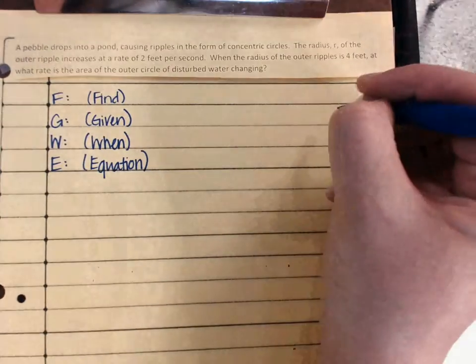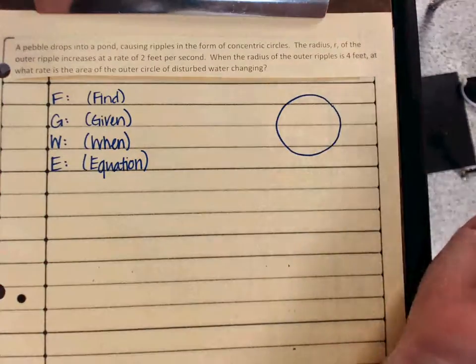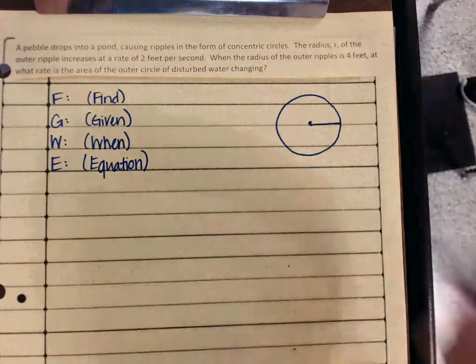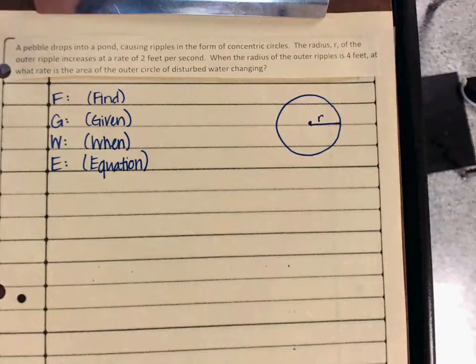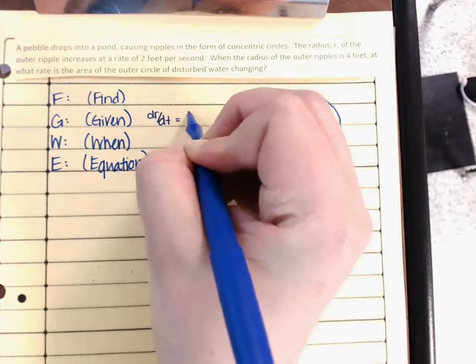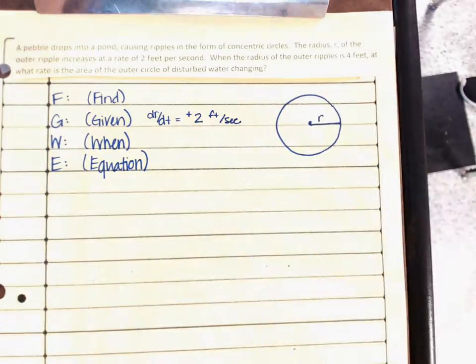Okay, so we have a ripple in the water. Here's the radius of the ripple. What is happening to the radius of the ripple? It's increasing. Do we know how fast it's increasing? 2 feet per second, then that's my given. dr/dt is 2 feet per second.